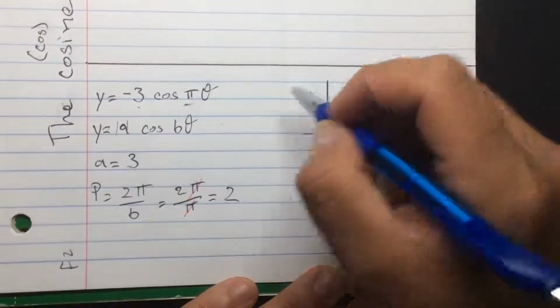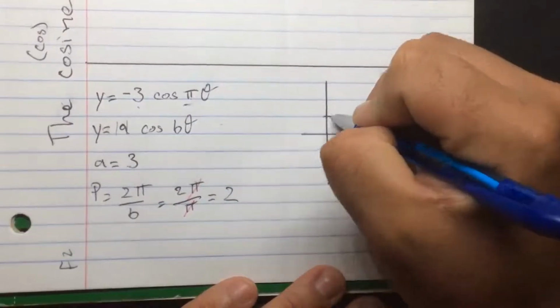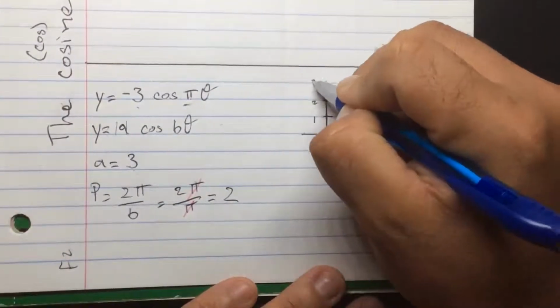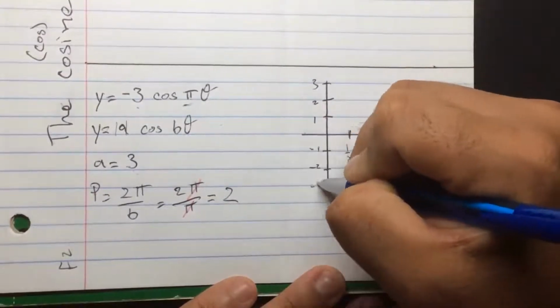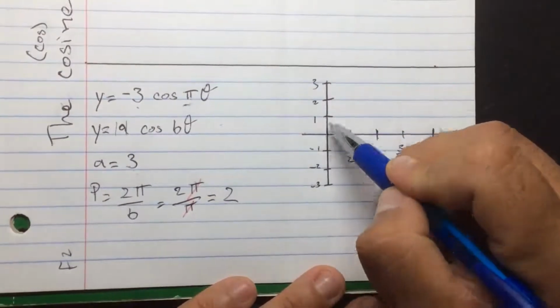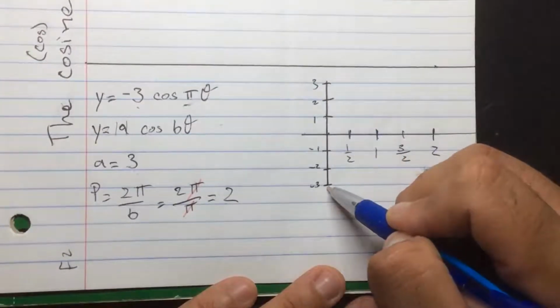Once it is a graph, this one has an amplitude of 3, so we go 1, 2, 3, 2, 3. Negative 1, negative 2, negative 3, negative 1, negative 2, and negative 3. So the distance from 0 here is actually going to be 3. Distance from 0 to 0 is going to be 3.